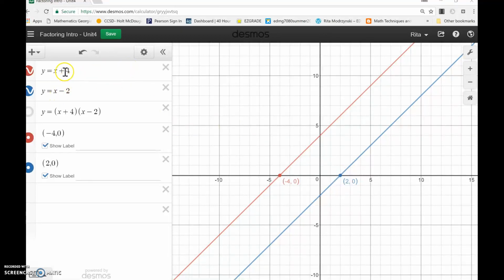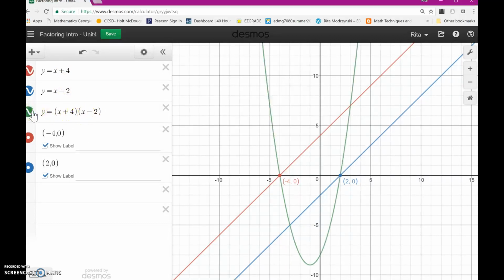Now, if I wanted to take these two linear lines and make a quadratic function, all I would have to do is multiply these two linear factors together, which is what I've done here in this line. And if I unblock it so you can actually see the line, you're going to notice that you have a parabola there. You have that quadratic curve, the parabola.